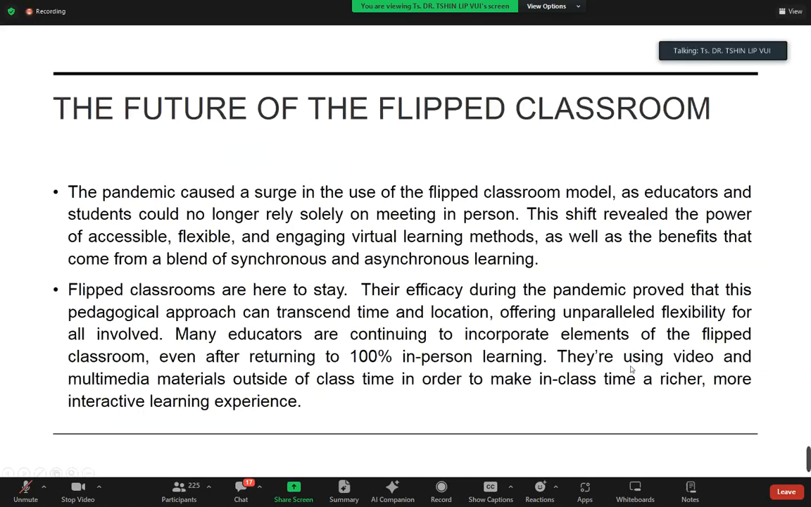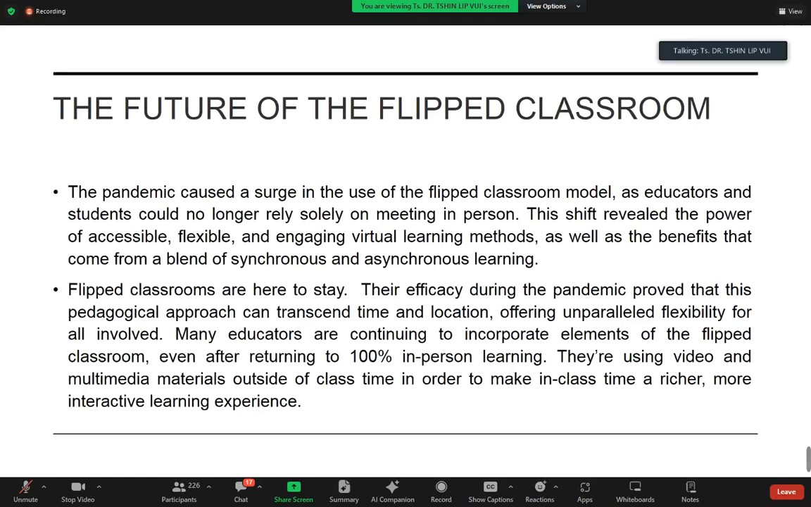Okay, the future of the flipped classroom. The pandemic caused a surge in the use of the flipped classroom model, as educators and students could no longer rely solely on meeting in person. This shift revealed the power of accessible, flexible, and engaging virtual learning methods, as well as the benefits that come from the blend of synchronous and asynchronous learning.